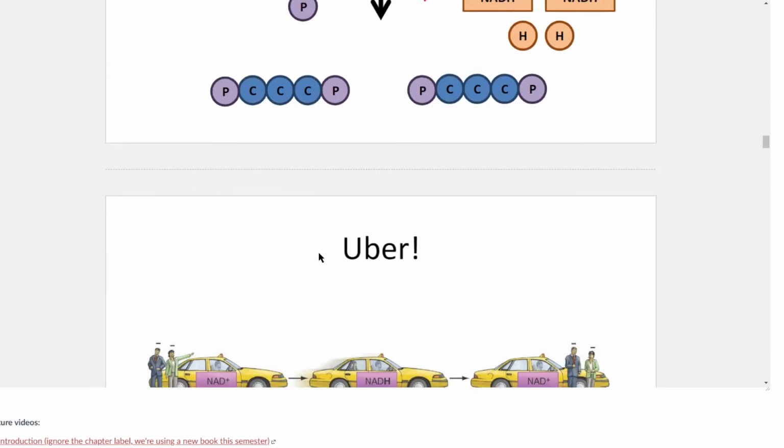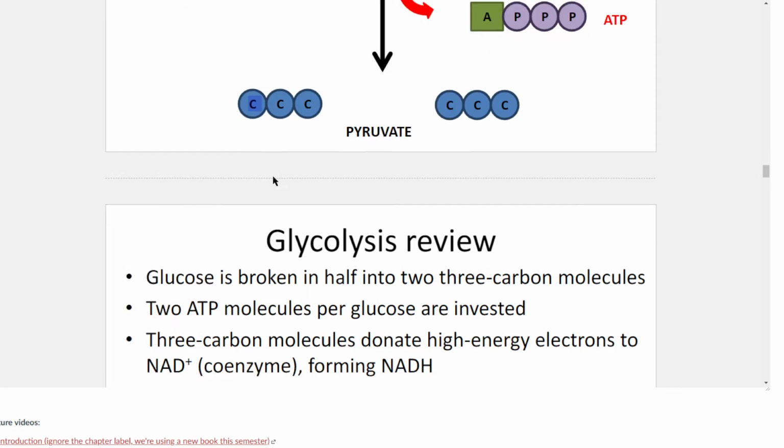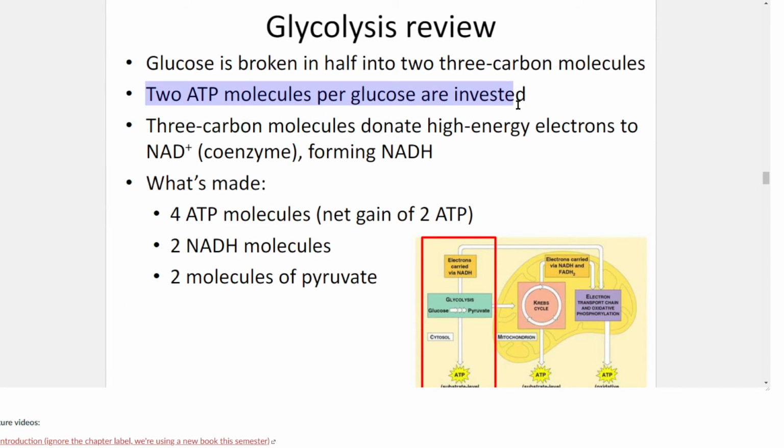So basically what we are doing is to get 3 carbons, 2 ATP. What's made? 4 ATP molecules, but we do use 2 of them. We use 2 ATP to get 4. That's pretty good. 2 NADH molecules would transport electrons, and 2 molecules of pyruvate.